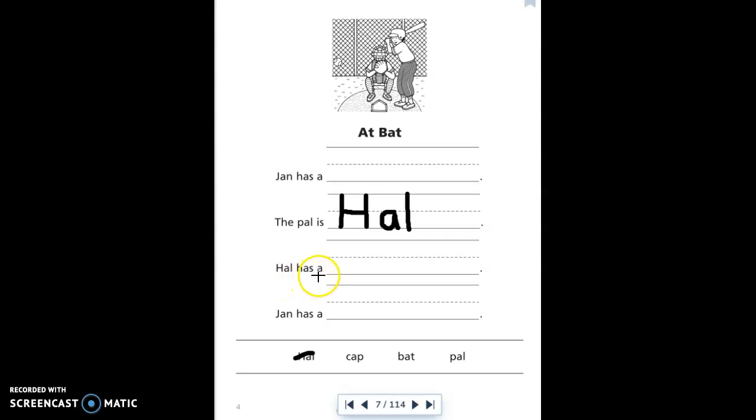Hal has a, what does Hal have? Well, I think he has a cap. Let's go ahead and give him a cap. C-A-P. Cap.